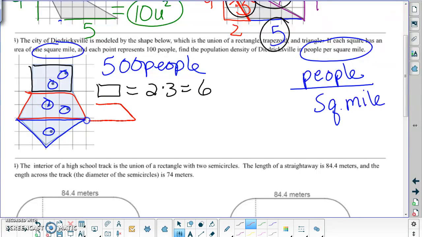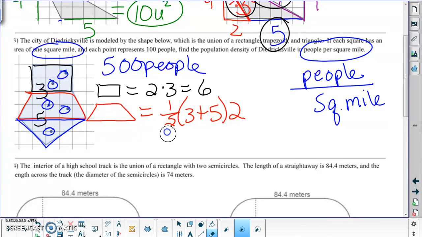Then you want to find the area of the trapezoid. So the top base is 3, the bottom base is 5. So who remembers the formula for trapezoid? What numbers would I plug in? 1/2, 3 plus 5. And then out of the parentheses 2. Perfect. That 2 looks really bad. Okay, so half of 8 is 4, and 4 times 2 is 8.